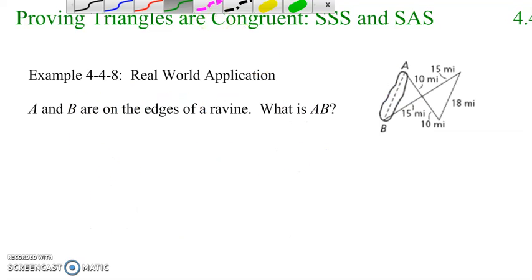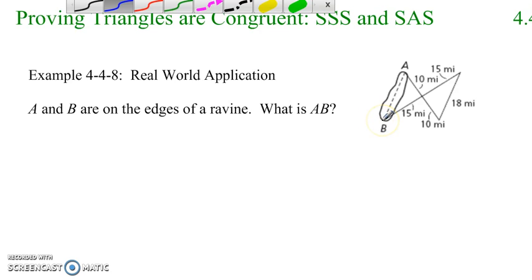All right, and then our last problem here is going to be talking about what this length would be. So if this is 15 and this is 15 and this is 10 and this is 10 and this side's 18, then what would this side have to be?